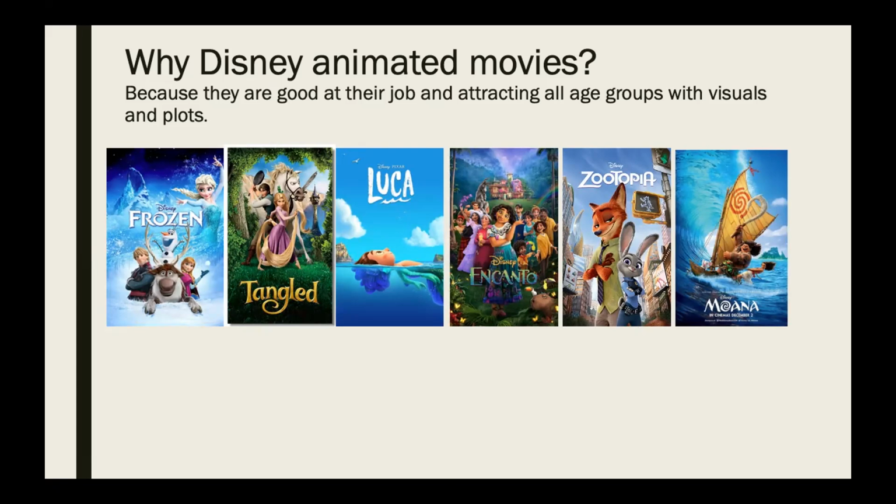And why Disney animated movies? I said we have lots of Disney animated movies, but the most famous one is Frozen. But when I use Frozen in my lesson, boys just whine, I don't want to watch a princess movie. I don't want to watch her hair. Why should I? Boys don't love it. But when I use Zootopia, both boys and girls are attracted.